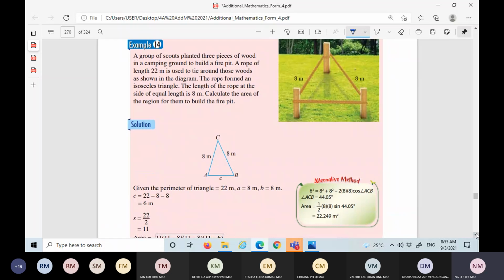Look at these questions. This is an isosceles triangle. The length of the rope is 22. They give you the side of the equal length is 8. So here is 8, here is 8, total is 22. So the other side is 6, no? 22 minus 8 minus 8, so here is 6. Calculate the area of the triangle.